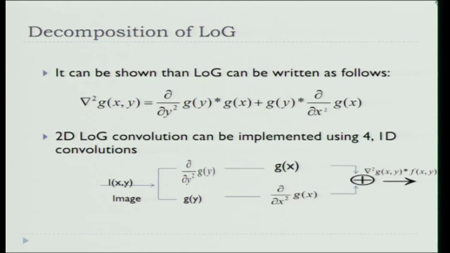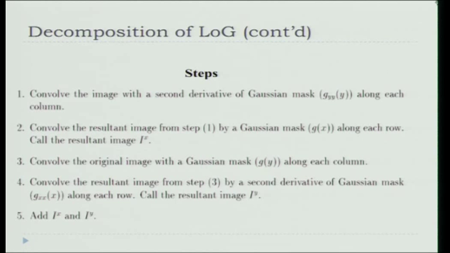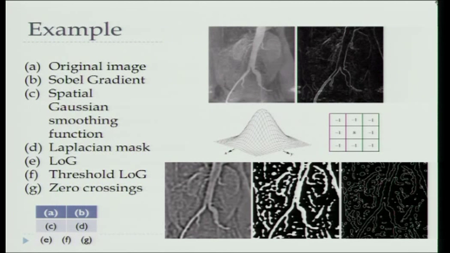So, that is the thing I am adding to get my LOG image. These are the steps involved. First, we convolve the image with the second derivative of Gaussian mask along the column, and then you convolve the resultant with the Gaussian mask gx. The resultant image is Ix. Similarly, you do it with respect to y, and then Ix plus Iy is obtained to get the Laplacian of Gaussian image. This is an example.